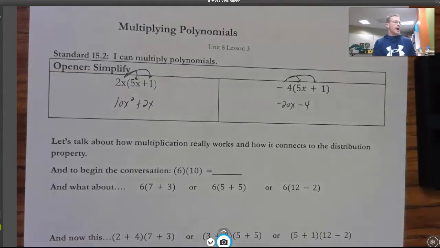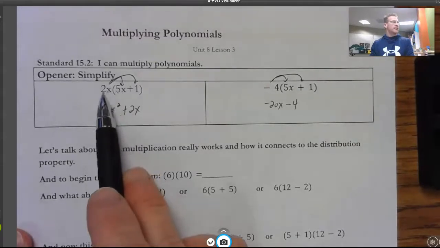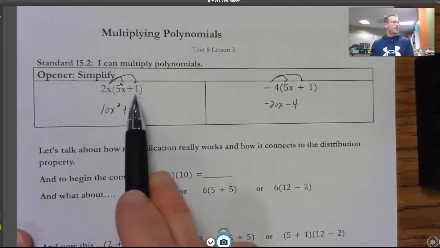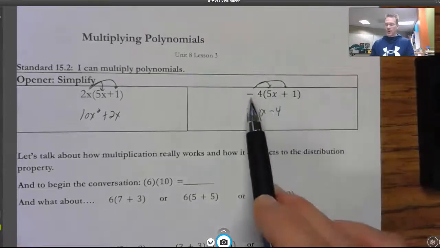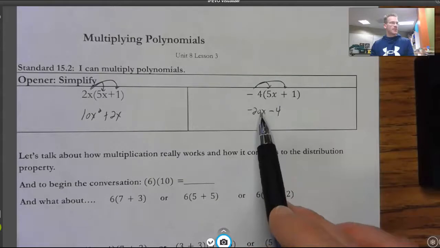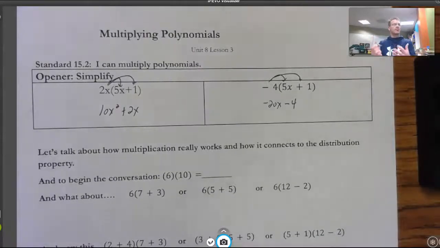All right, so when we look at what you have here, hopefully you distributed it like you did last time. So 2x times 5x: 2 times 5 is 10, x times x is x squared. 2 times 1 is 2, and then I just have the 1x here, so I get 2x. Now on part 2, negative 4 times 5 is negative 20, and I have just the 1x here, and then negative 4 times positive 1 is negative 4. So that's the distribution problem.